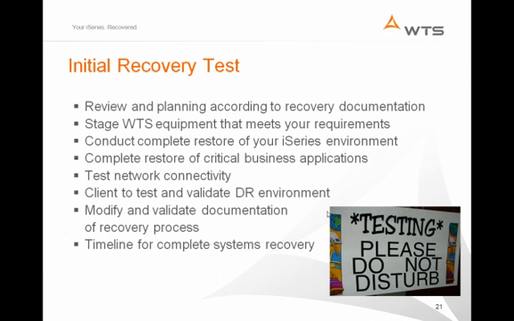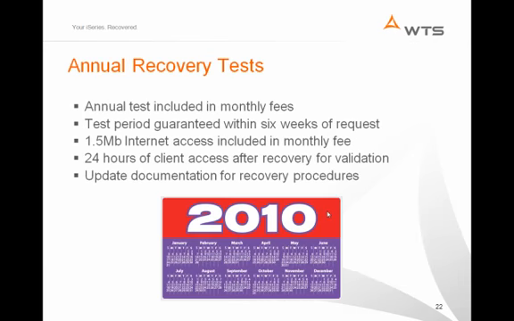The initial recovery test, we'll come in and we'll stage equipment that meets your production configuration requirements. We'll conduct a complete restore of your iSeries and Intel equipment. We'll restore all of your critical business applications, and we'll test that with your team. We'll give your team network connectivity to our servers to perform a test of that DR solution. We'll again modify the documentation that we're creating for your disaster recovery plan, and we'll begin to measure that timeline for RTO and RPO.